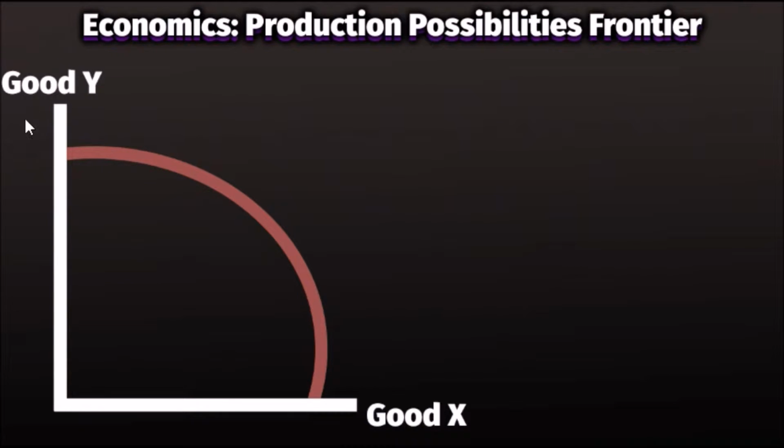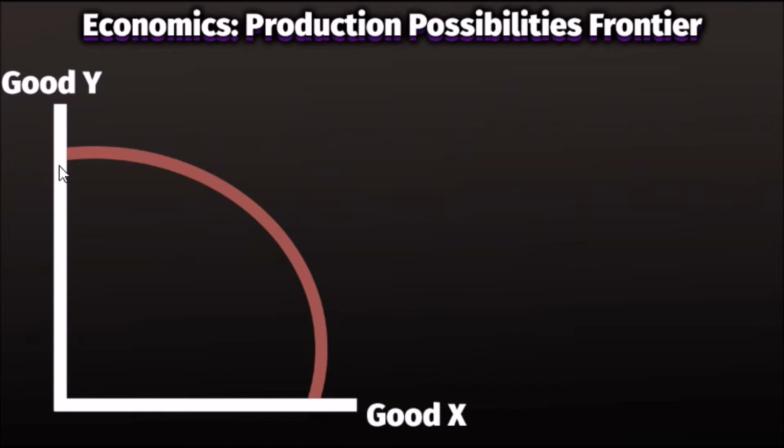We have good Y on the y-axis and good X on the x-axis. So what does that mean? Well, this curve, and one thing before I go into what the curve means, the PPF, or production possibilities frontier, can actually be represented by a straight, linear, downward sloping line. But I didn't want to include that in this lesson because I didn't want any confusion between a PPF and a demand curve. So like I was saying, this curve represents our allocation of resources and the production of two goods, good Y and good X in this case.